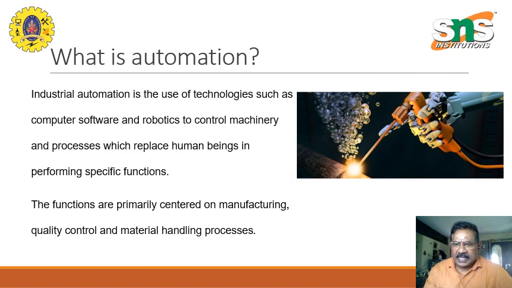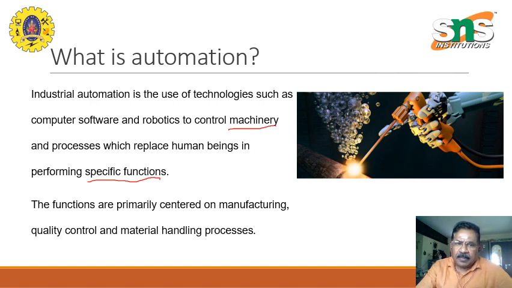So, what is automation? As Wikipedia defines it, industrial automation is the use of technologies such as computer software or robotics to control machinery and processes, which replace human beings in performing a specific function. The important thing is that we should have a function, a specific function that we would like the automation to perform. We would like to make the machine work for us, and then we use either robotics or computer software to control the machinery that we would like to control.